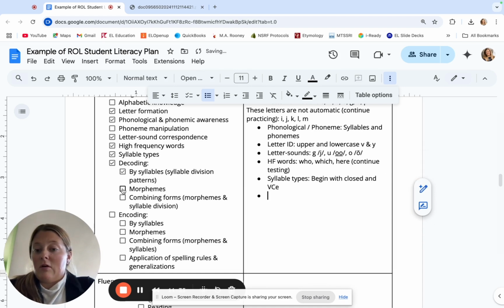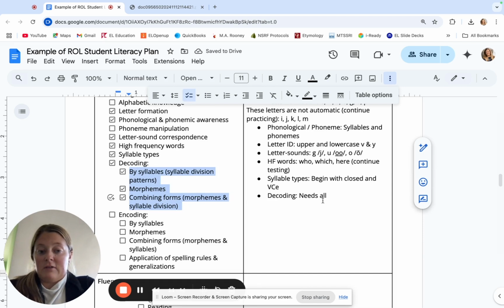Decoding, he needs all of that. So decoding, I can just put needs all. That means everything to the left here.